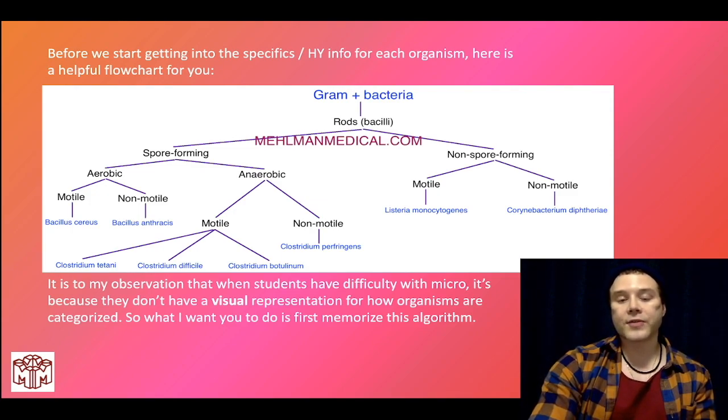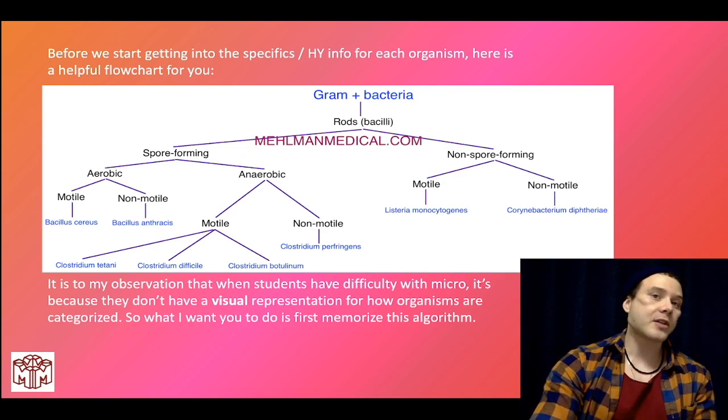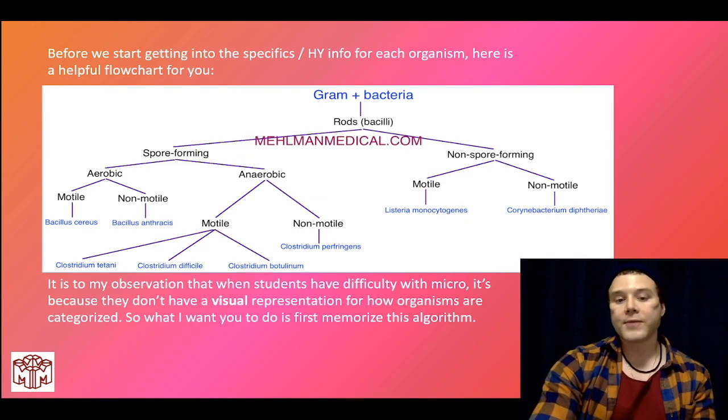Now let's start the presentation here where we have our gram-positive rods. It's to my observation that when students have an issue remembering whether an organism is gram-positive, gram-negative, rod, or coccus, it's because they don't have a visual representation of the organisms committed to memory. So we're not going to spend 19 minutes on this slide here. You can pause the presentation if you want, but you should commit this visual algorithm to memory, which will improve your retention going forward.